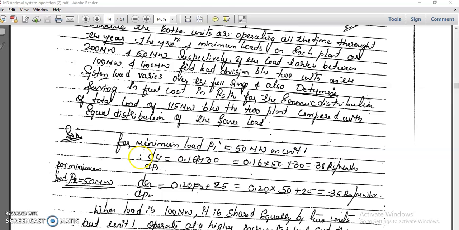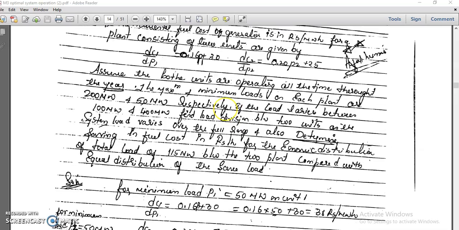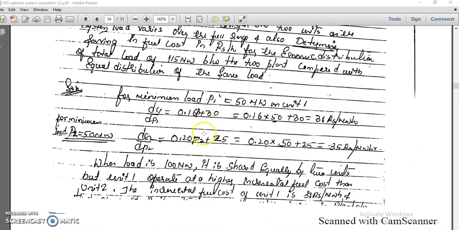That gives lambda 1 minimum and lambda 2 minimum. We got lambda because this is the differentiation form. And remember, in a problem if they give C1, C2, first you do differentiation, then you proceed with the problem. Always, if they give just the fuel cost, you have to do differentiation, then proceed. So now for minimum load, substitute 50-50 megawatt on both sides.